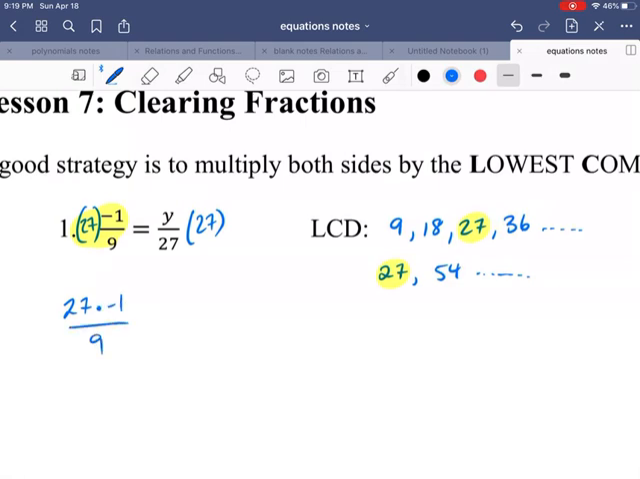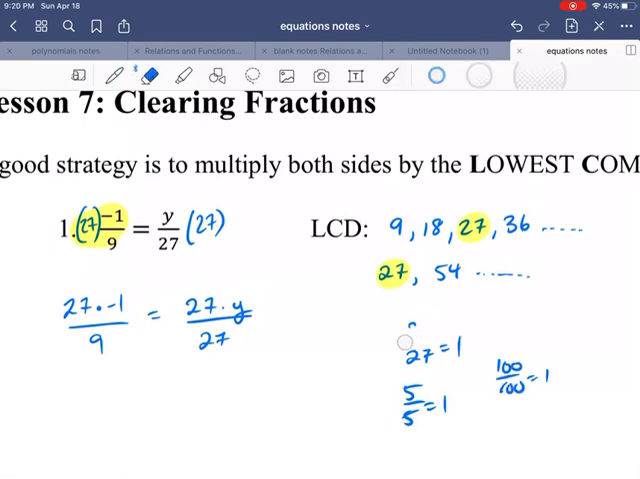Now you don't have to write this down, but I just kind of want to show you what happens. On the right side, we have 27 times y divided by 27. Okay, well, anything divided by itself is 1. 27 divided by 27 is 1. 5 divided by 5 is 1. 100 divided by 100 is 1. They're all 1. Okay, and this is an important idea.